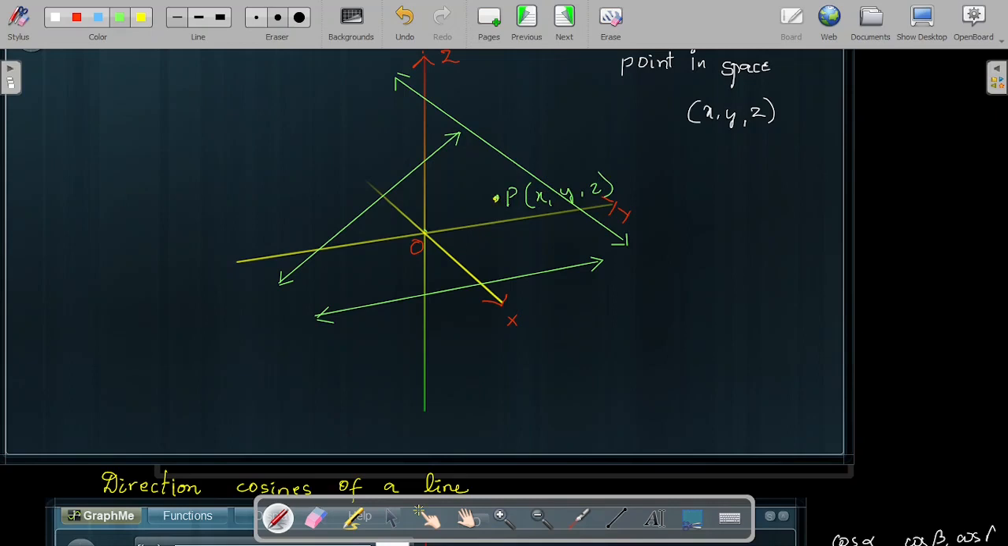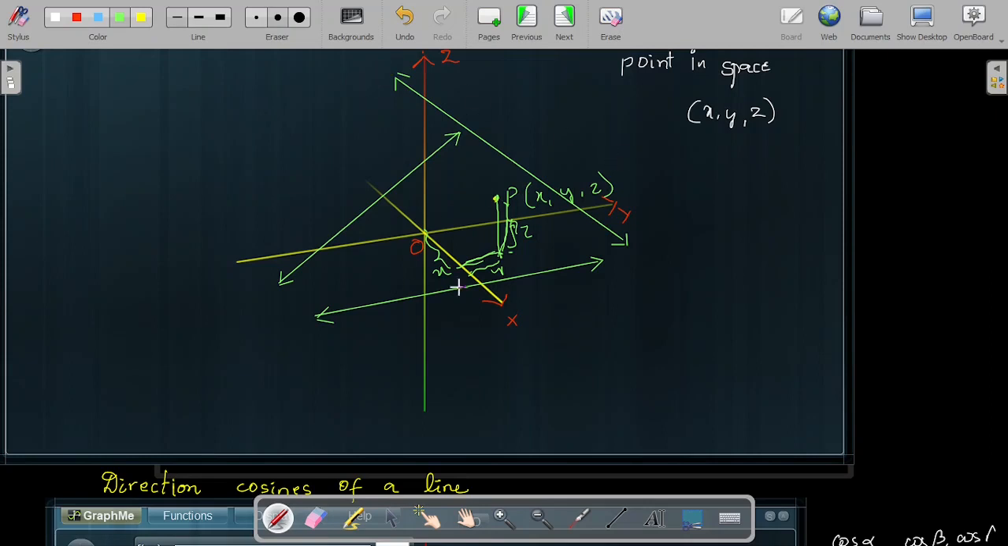To locate a point in space, we have to drop a perpendicular from the point to the xy plane, then again drop a perpendicular to the x-axis, then again drop a perpendicular from the foot of the perpendicular to the y-axis. So this gives you the x coordinate of the point, this is the y coordinate of the point, and this gives you the z coordinate of the point. Hence the point is uniquely determined as the ordered triplet x, y, z.